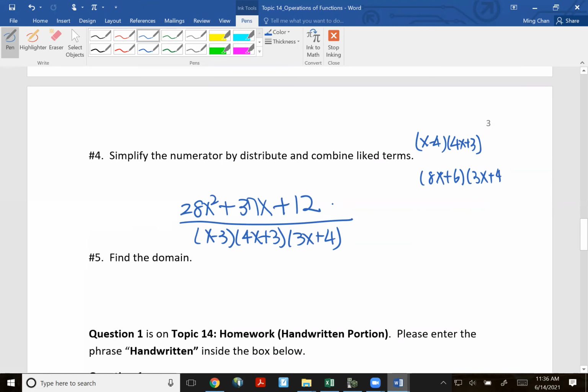All right, find the domain. Well, I have to kind of try this. Once we simplify the numerator, we need to see if this can be factored again, so maybe something can be canceled out down here. So I'm going to try to do that here on the side.